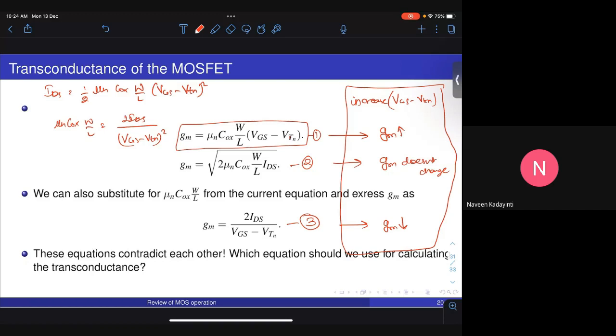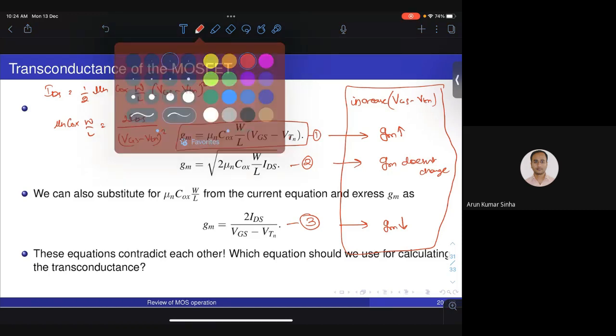Is there something wrong in the equations? Can somebody comment on this? No, all are correct. So what is the meaning of this then? If all are correct, it depends upon the condition. Suppose if W over L is fixed, then GM is directly proportional to overdrive voltage. And as far as the third equation, if IDS is fixed, then GM is inversely proportional to overdrive voltage.